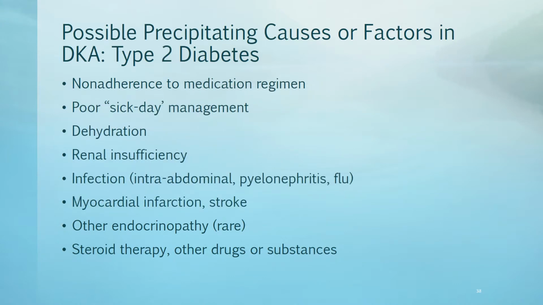For our type 2s, a lot of it is the same as what we talked about with type 1s. The only thing is with our type 2s, we know that they'll have renal insufficiency, which will be a secondary problem to their diabetes. And otherwise, everything else is the same. The only difference is the renal insufficiency.